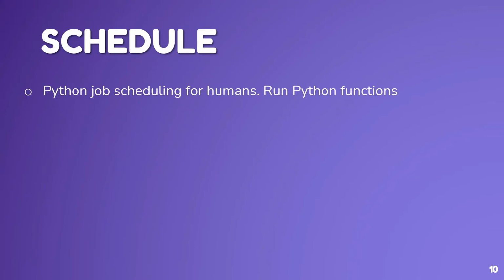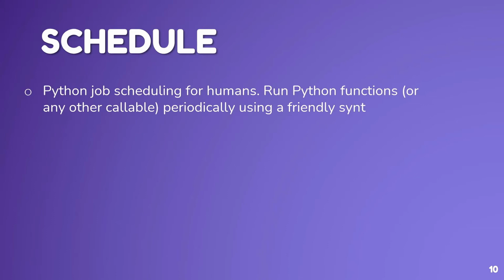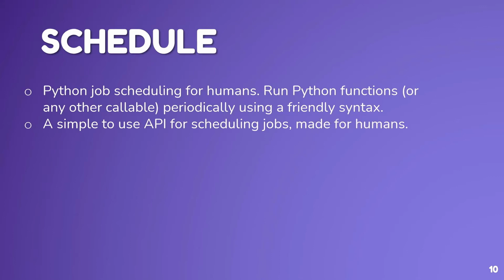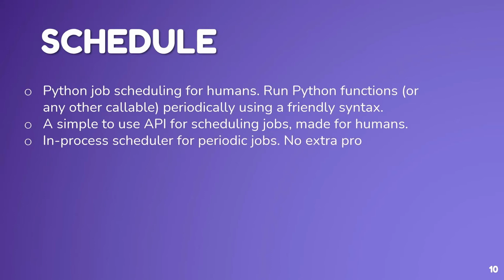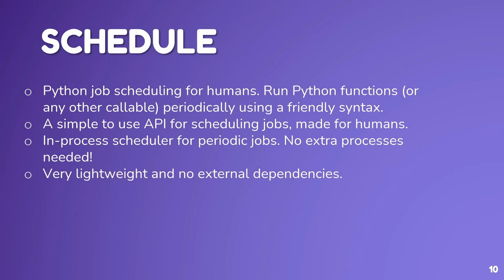Schedule. Python job scheduling for humans. Run Python functions or any other callable periodically using a friendly syntax. A simple to use API for scheduling jobs, made for humans. In-process scheduler for periodic jobs, no extra process needed. Very lightweight and no external dependency. Excellent test coverage.